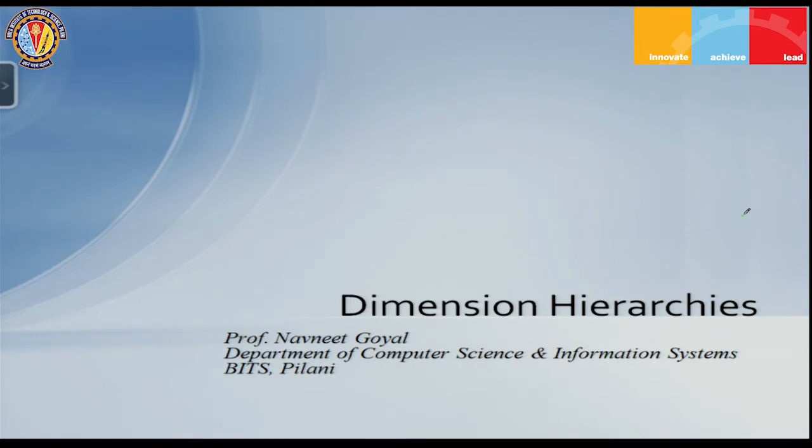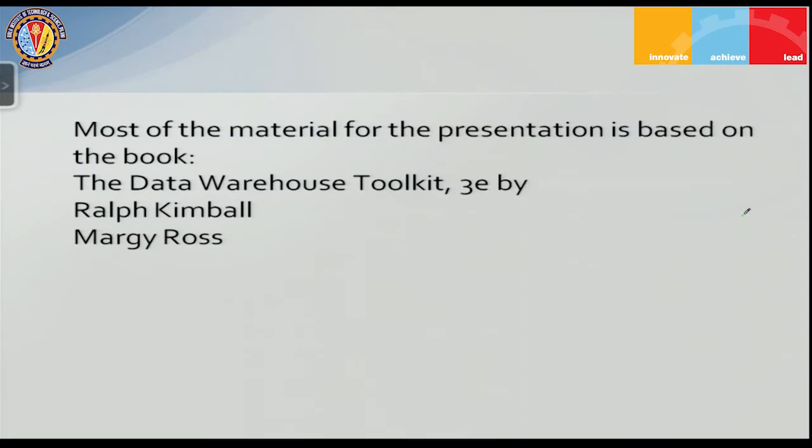the hierarchies are of different kinds. Like, one type of hierarchy is the fixed depth hierarchy, and the second is a variable depth hierarchy. So there are different ways in which we can handle these. Variable depth again are slightly ragged, and the other one is ragged. So these are the topics that I have listed, and most of the material for this presentation is based on the book by Kimball.